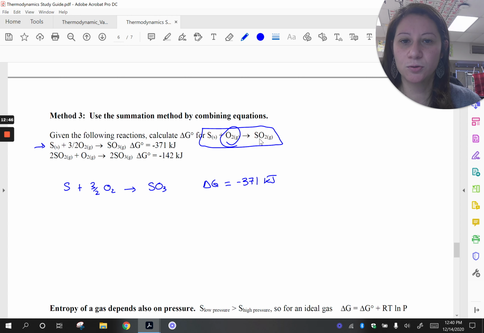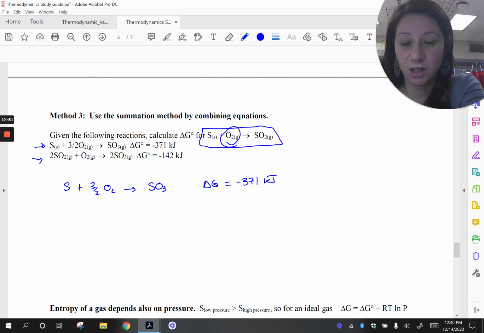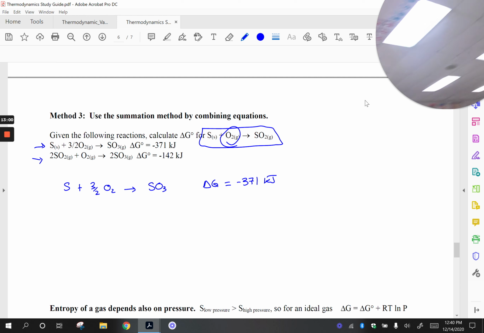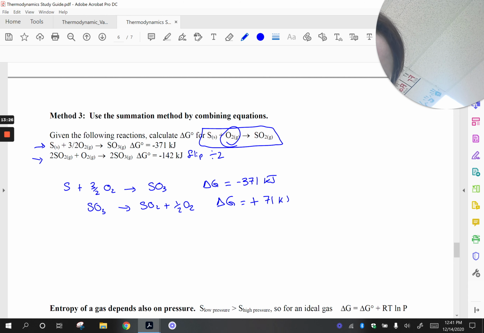The next one's SO2. So SO2 is in this second equation. It is the wrong coefficient. We need to make it say 1, but this says 2, so we need to divide this equation by 2. It's also on the wrong side, so we need to flip this and divide by 2. So we're going to flip it, divide by 2. So it's going to be SO3 yields SO2 plus 1/2 O2. Delta G is going to be flipped, so instead of negative, it's going to be positive. And it's also going to be divided by 2, so that is 71 kilojoules.